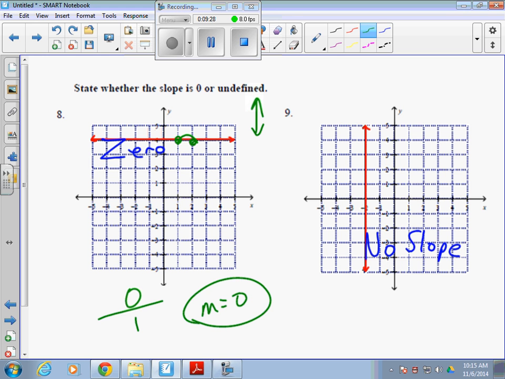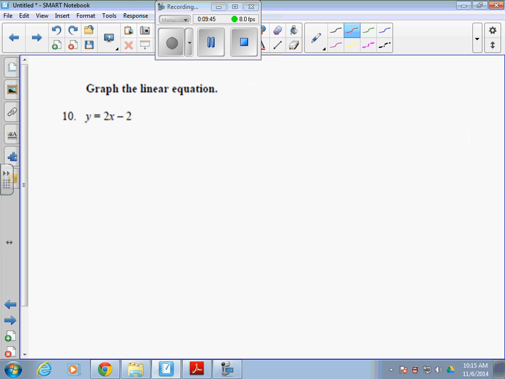For the other one, if you take 2 points, the same thing. Let's take this one and this one. It's going up and down, say 1, but it's not going left or right at all. 0. Remember, you can't have 0 at the bottom. That's the reason it's no slope. That's the reason it's undefined for number 9.